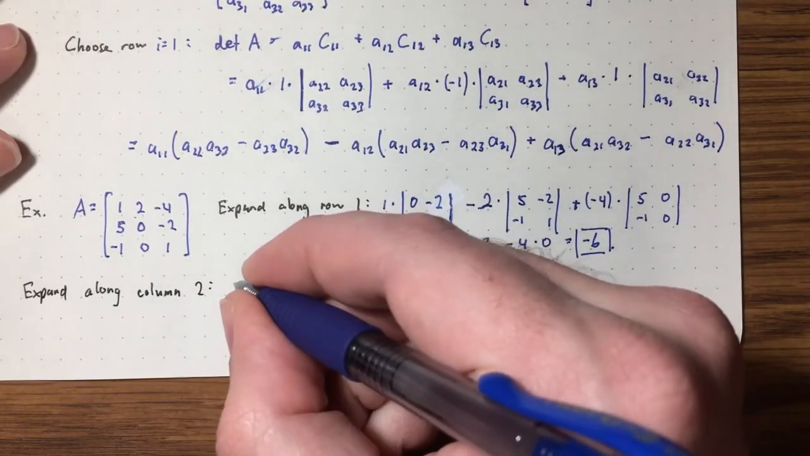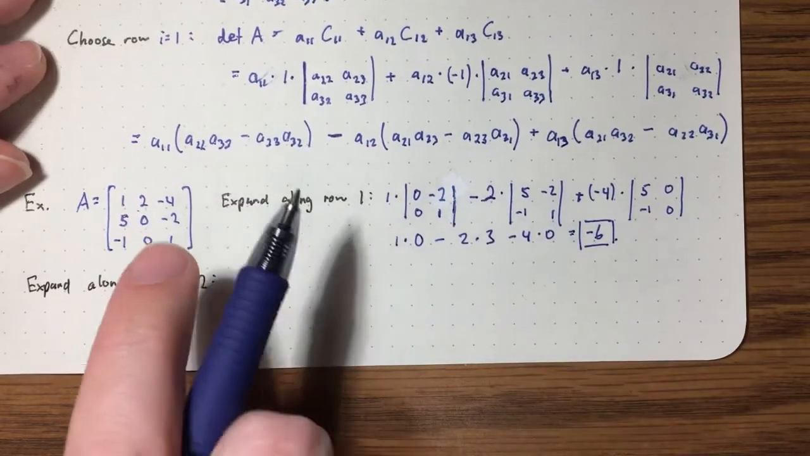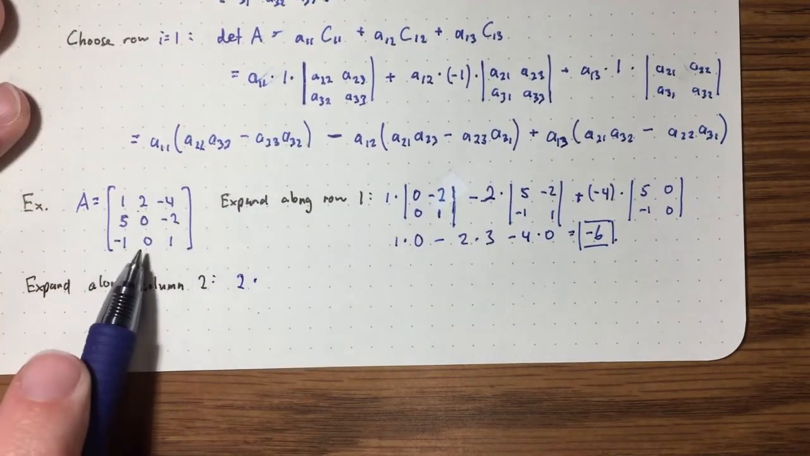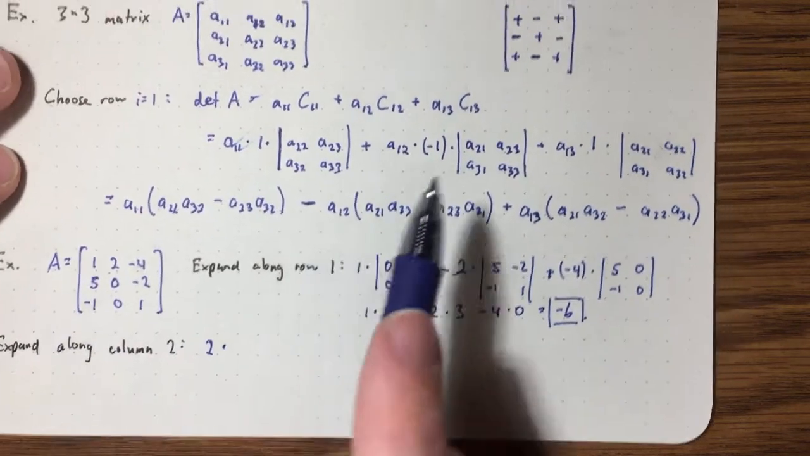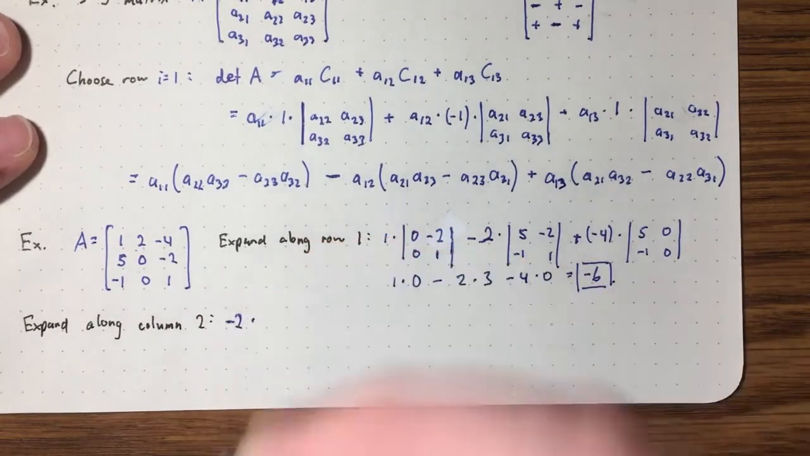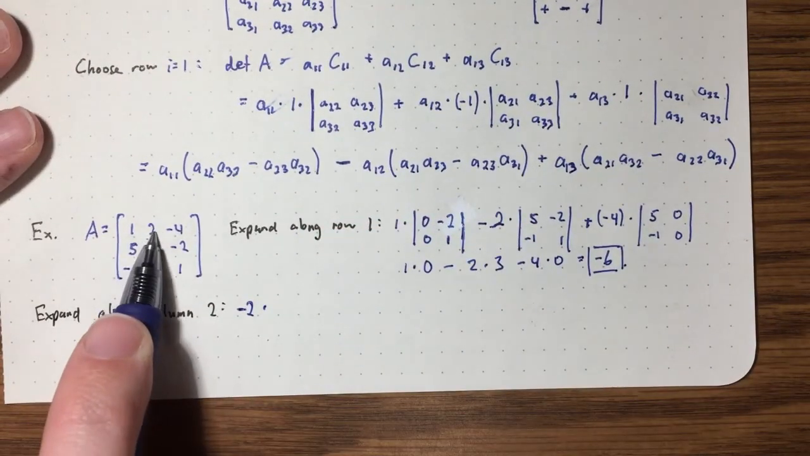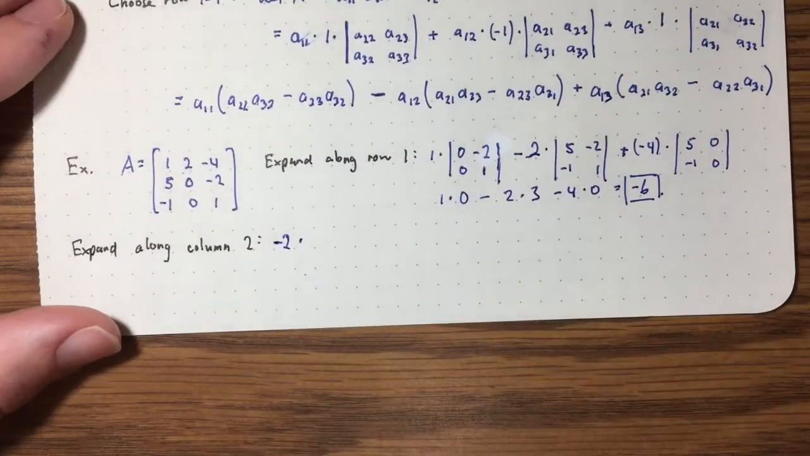Okay, how does this work? I go down this column, so I'm going to do 2 times. Now delete the row and the column that has the 2 in it. But wait a second, I missed something, right? I'm supposed to use the minus. Right, because this is entry 1, 2, okay? -1 to the 1 plus 2 is -1 to the 3, which is -1.